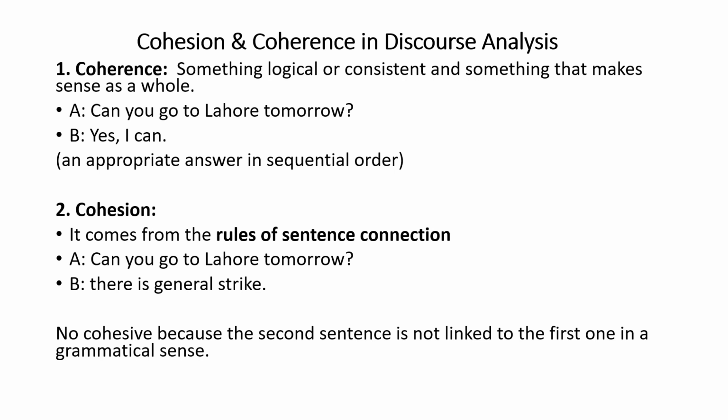Why is this the answer to the question, or is something else being discussed? Although apparently we can see the general strike, there is no connection or association with leaving for Lahore. If A is asking the question, can you go to Lahore tomorrow, there is no obvious connection between leaving for Lahore and the general strike. But when we take this text deeply, we can understand he's talking about the general strike. It means it is not possible for B to go to Lahore tomorrow. So it's called cohesion.